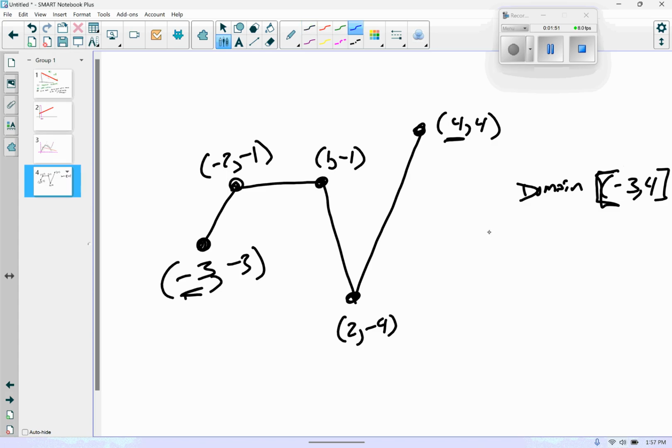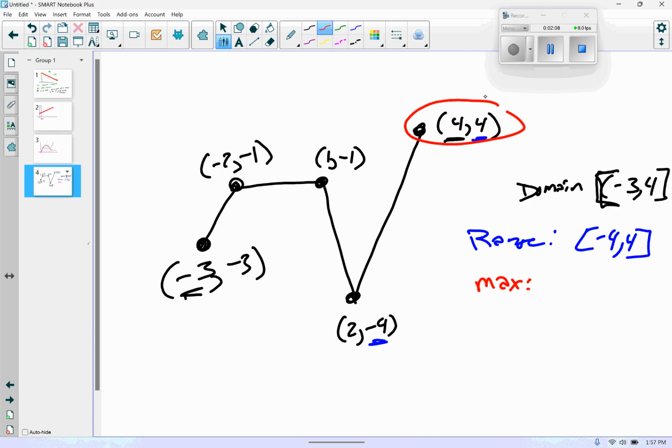Range. Range is from here all the way to here, so -4 to 4. And then a maximum value. Maximum value is right here. So just label it as the point for right now. That is incorrect, but for right now, we're totally fine. Deal? Minimum value is right here.